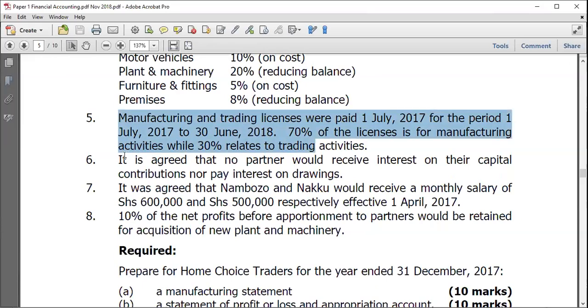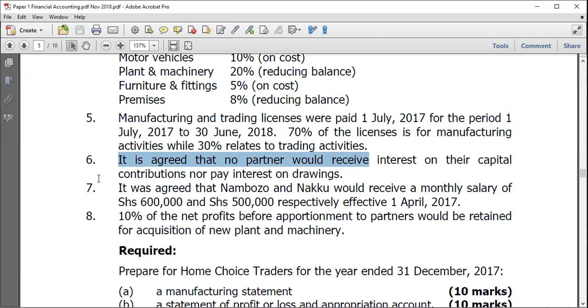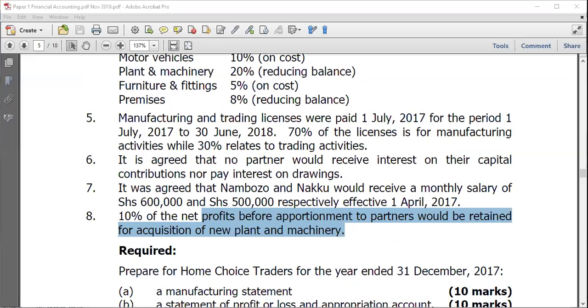This one we have used. This one does not apply to what we are doing now. This one also does not apply to what we are doing right now. 10% of the net profits before apportionment to partners would be retained for acquisition of new plant and machinery. This one also does not really relate so much to what we have. So yours is to see what you basically have there and here, and that would give you a good indication of what to do. Does anyone see anything that we have left out?